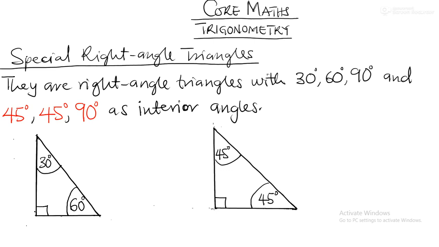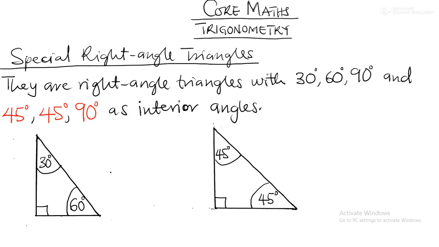So you have your right angle triangle, you have your 90 degrees here, 60 degrees here, 30 degrees here. This one also, you have 45 here, 45 here, 90 here. So these two right angle triangles are called special right angle triangles. The 30, 60, 90 and 45, 45, 90 right angle triangles are called special right angle triangles.